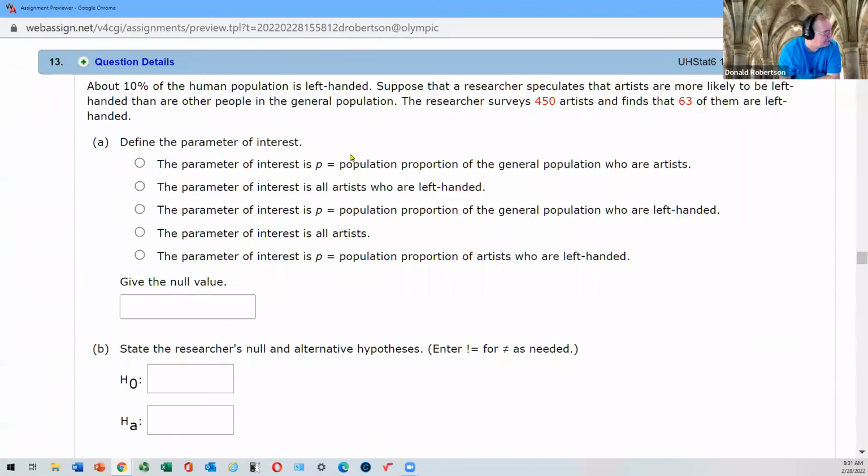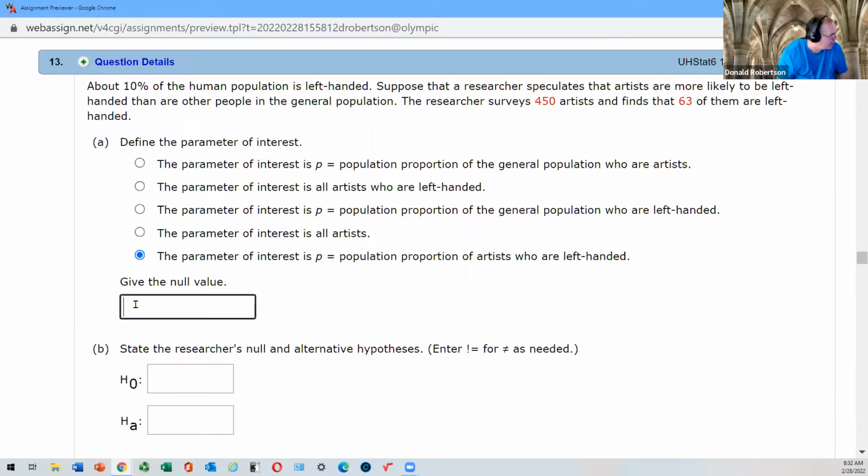Well, P is the proportion of the general population of artists. No, the parameter is all artists. The parameter P is a proportion of that. Aren't we interested in only artists here? So the population is artists. And what do we want to count? We want to count if they're left-handed.